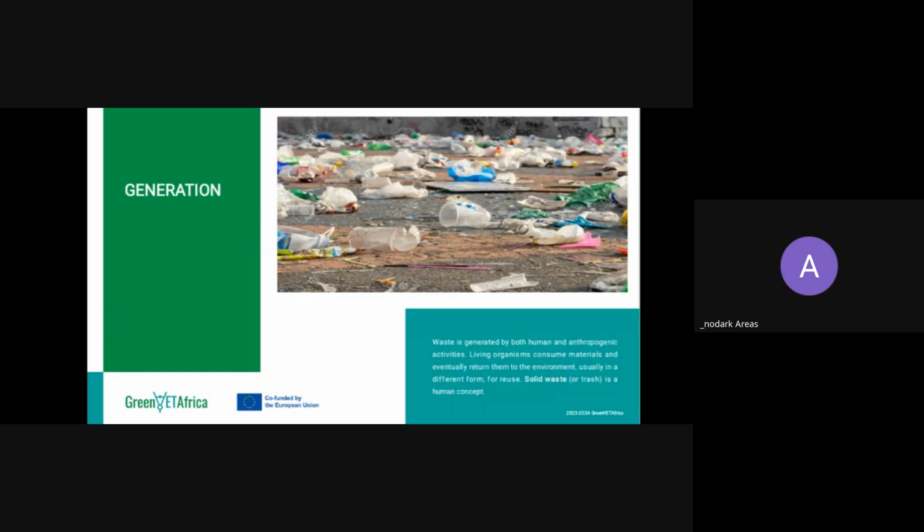Now, generation. When we talk about waste generation, we are simply talking about, okay, what are those things that we do? Now, waste is generated by both human and anthropogenic. Well, human and anthropogenic is basically the same thing. So we can say waste is generated by both natural and anthropogenic activities. So please note, waste is generated by both natural and anthropogenic activities. Living organisms consume materials and eventually return them to the environment in different forms for use.